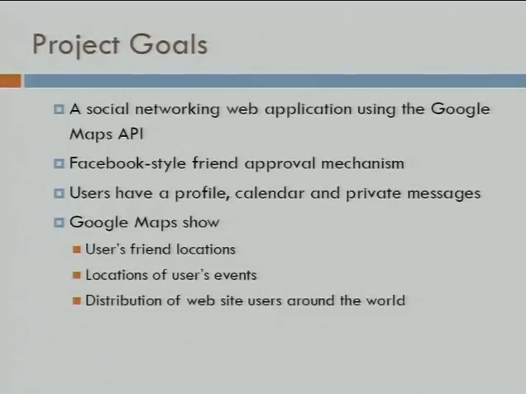But another project. Okay, our challenge was to create a social networking application using the Google Maps API. So basically, it was a fairly Facebook-style application with your standard profile, friends modules, calendar, all those sorts of things, but with a pervasion of Google Maps all the way through. So we really wanted to push the Google Maps thing and see just how much we could use it as a standard social networking application for friend locations, location of the events, and showing the distribution of users around the world.